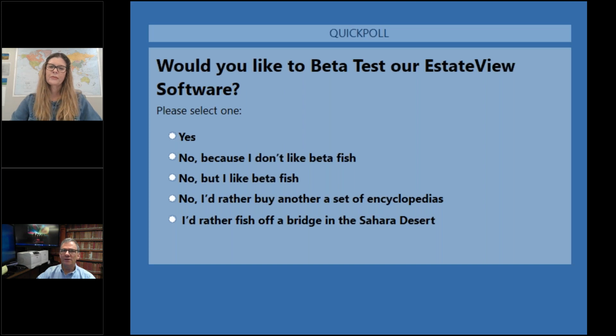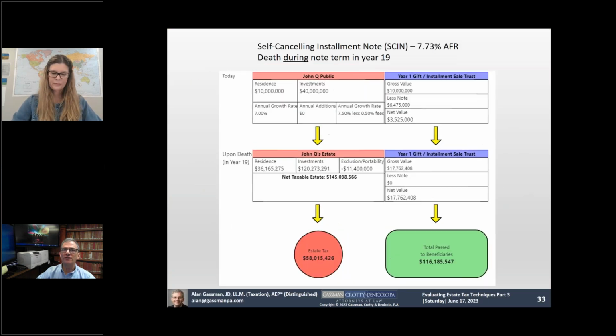Okay. Jill, anything that you would add, subtract, multiply, or divide based on what we've covered so far? Add a little bit of color to the self-canceling installment note.